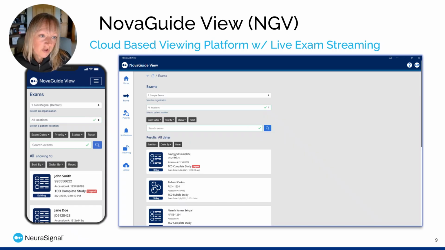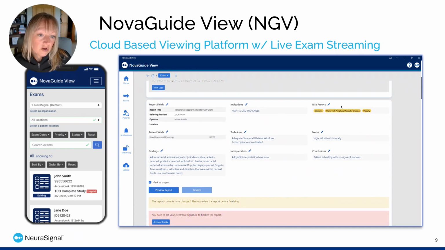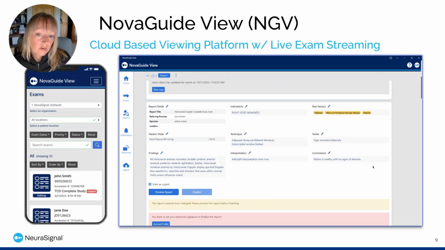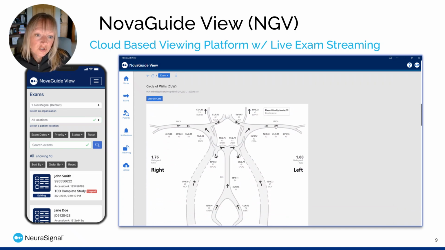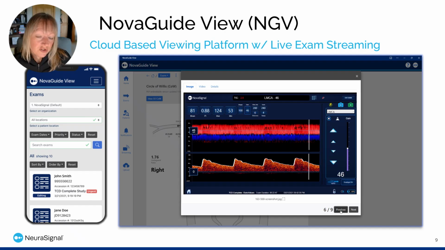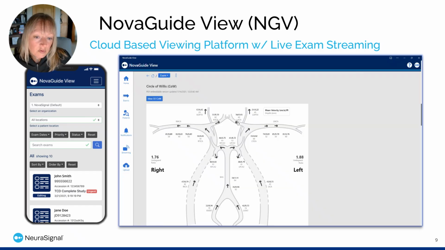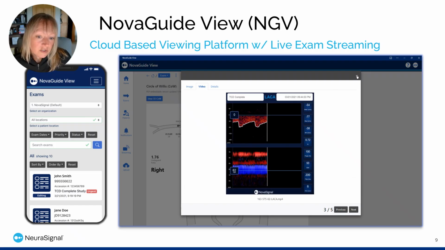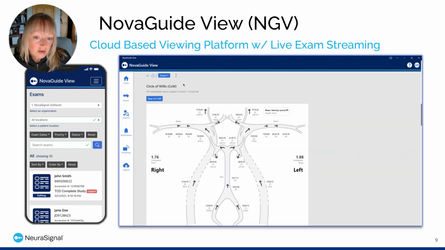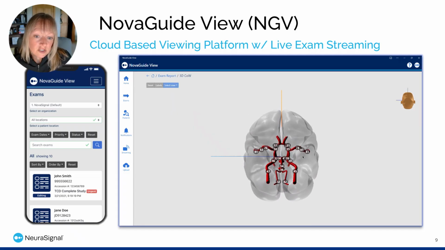And here's what the NovaGuide View platform will look like when you log in. You will see all of your exams initially, and then when you scroll through, you're able to add anything that you would like to add, from conclusions, technique description, interpretation, risk factors. You're able to select any image to review on that circle of Willis. Not only visual, but you can have audio combined, reviewing for vasospasm, bubble studies, emboli, anything that is performed on the system. There is a unique 3D circle of Willis display as well.